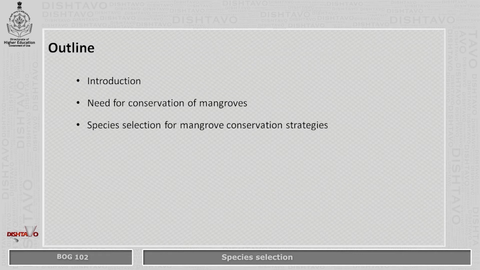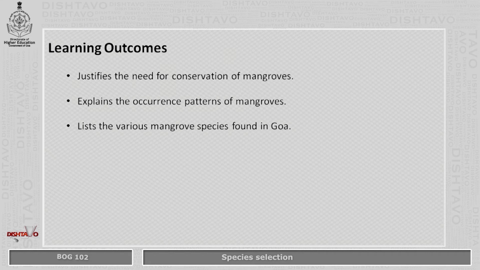In this module, we will be seeing the introduction to conservation methods, need for conservation of mangroves, species selection for mangrove conservation strategies. By the end of this module, you will be able to justify the need for conservation of mangroves, explain the occurrence patterns of mangroves, and list the various mangrove species found in Goa.